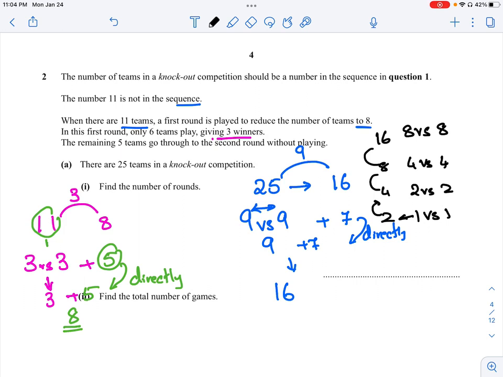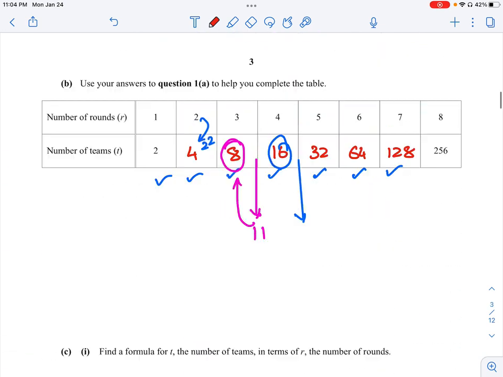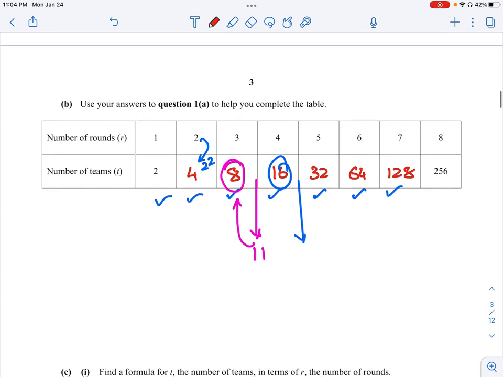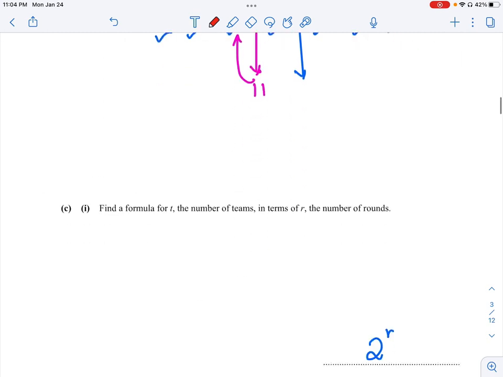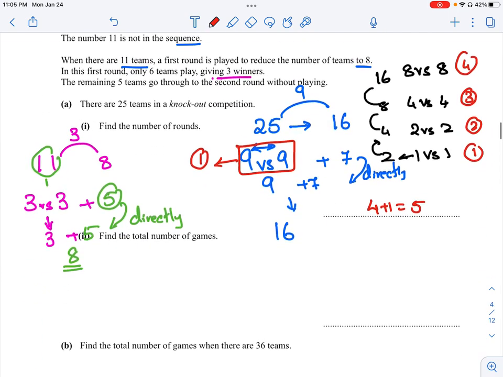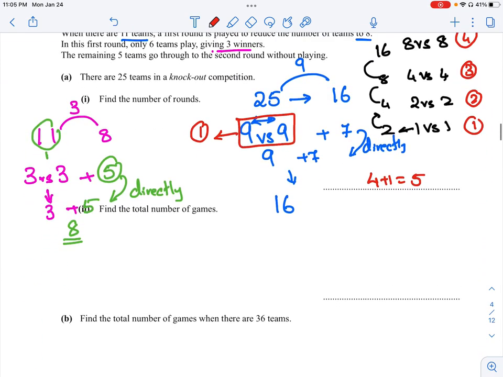We can see that this is first round, second round, third round, fourth round, and the one round between 9 teams versus 9 teams, because originally there were 25 and we have to bring them down to 16. So for that, one round is being played with 9 teams versus 9 teams. So totally 4 plus 1 is nothing but what? 5. 5 rounds. This 4 you can directly get from the table. When there are 16 teams, number of rounds is 4.